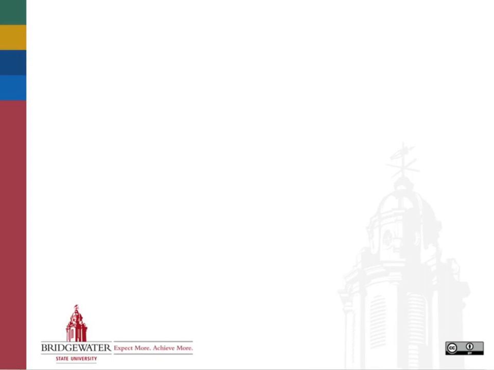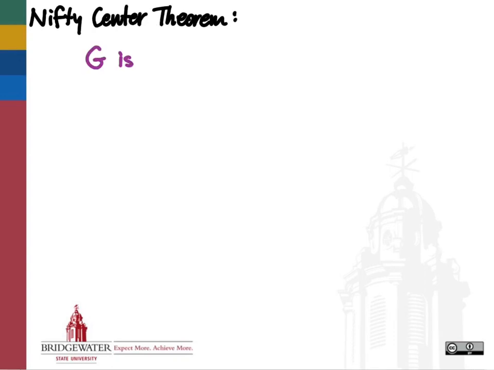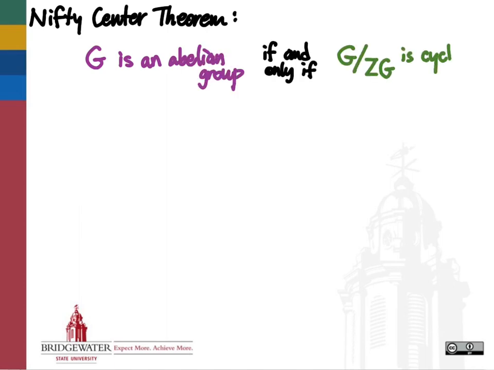If we blind ourselves to the differences between elements of G that can be explained by commuting elements, what structures can we get? A partial answer comes in the form of what I call the Nifty center theorem. And the Nifty center theorem says, if G is an abelian group, in other words, if everything commutes with everything, then G modulo ZG, so the factor group of G by its center, is a cyclic group.